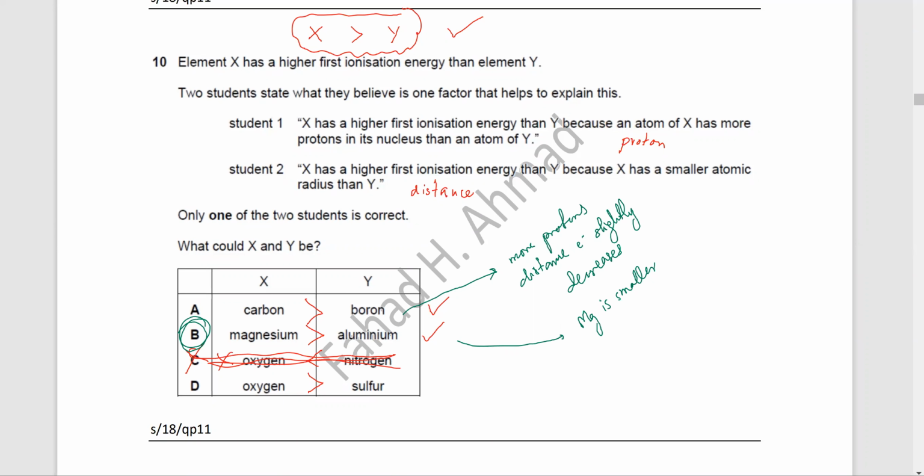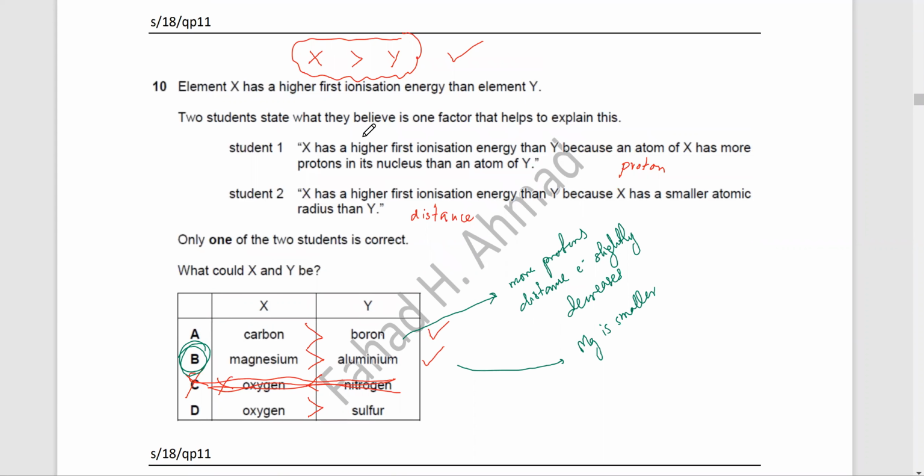So you're going to get, it's a straightforward question, but you're going to get questions phrased in a very confusing way. So what's wrong with oxygen and sulfur? Why is this wrong? The reason is, it's down the group, right? So oxygen is a smaller atom. Theek hai, smaller radius, so more difficult to remove electrons. So one of the students is correct that the radius is small, so more difficult to remove electrons.